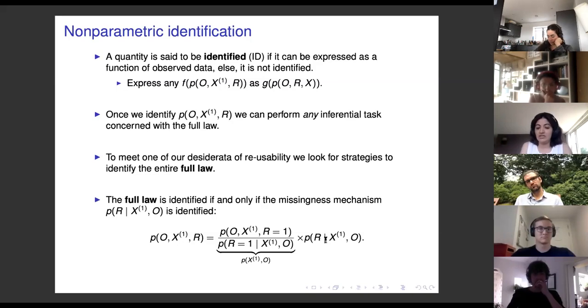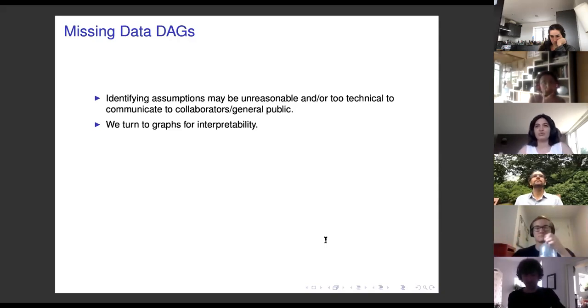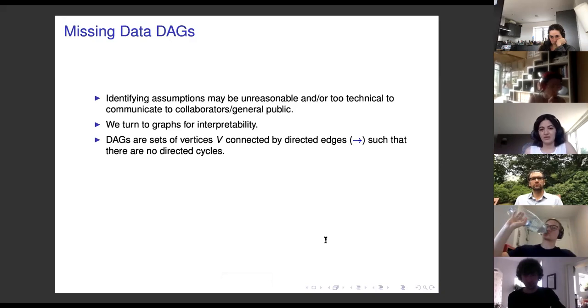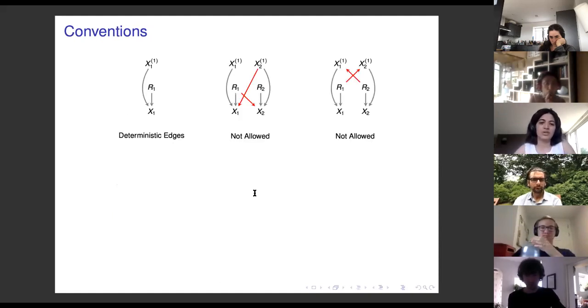And again, we need assumptions in order to identify this missingness mechanism. The assumptions can be really hard, sometimes too technical to communicate, especially in collaborations with folks from different disciplines. For interpretability purposes, we turn to graphs, and the simple form of graphs is DAGs, which have directed edges with no directed cycles. The missing data DAGs are similar in concept to DAGs, but with a slight modification because we have to account for the deterministic relations between these counterfactuals, proxies, and the missingness indicators. On top of that, we also don't want to allow some directed edges. So let's talk about some conventions, what is allowed and what's not.